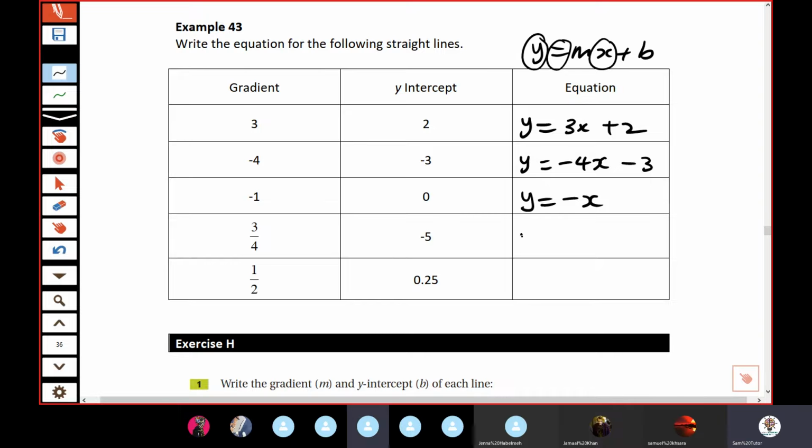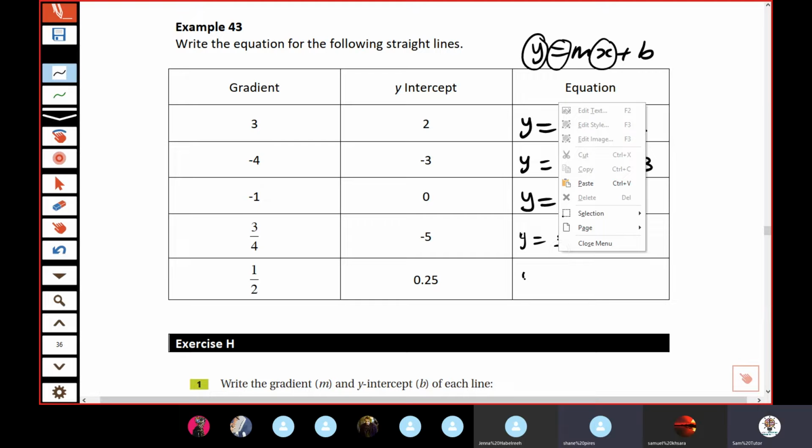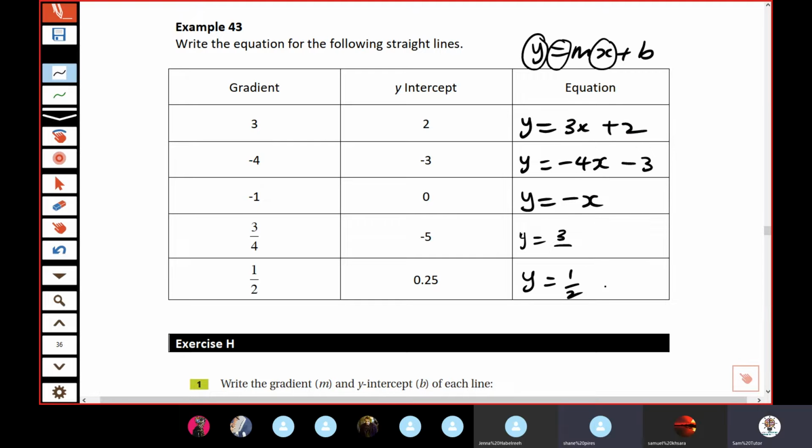Shane, next one. That is y equals a half x plus 0.25. Then I'll just finish this one off. Y equals 3/4 x minus 5. All right. Any questions?